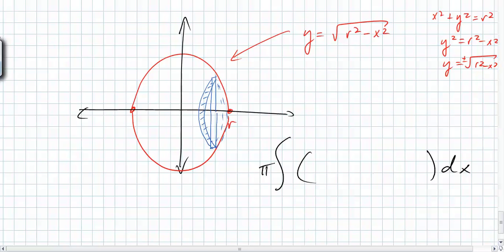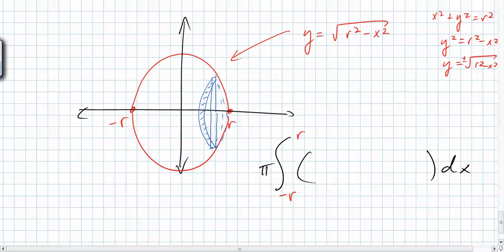What's the lower limit of integration? What's our leftmost x value? No, the radius is r now. So what is it going to be? Negative r. So we're going from negative r to positive r. And now we just need the radius. The radius is the distance from any point to the x-axis.